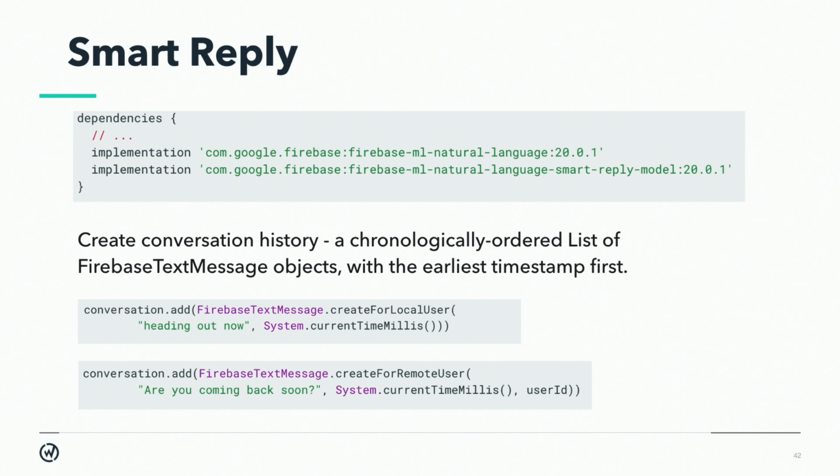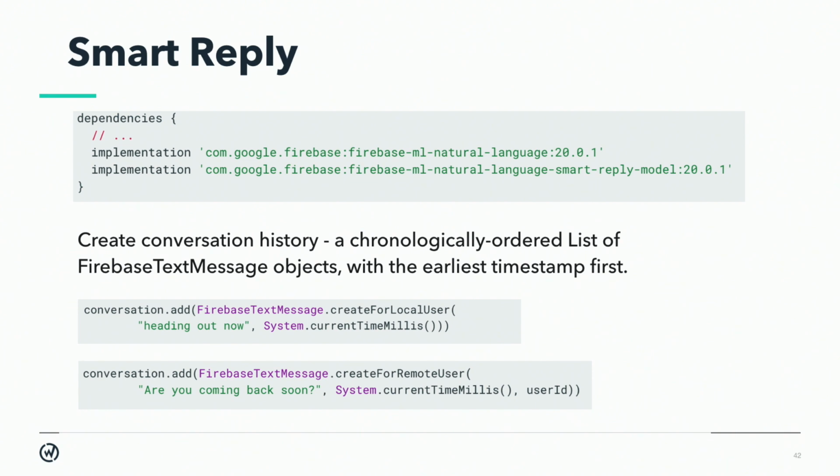And similarly to what we saw earlier, we have to include Firebase ML natural language, Smart Reply dependencies in Gradle. And then we need to create a conversation history object that a Firebase API can work with. So that will be a chronologically ordered list of Firebase text message objects. And so those objects are going to be created for either local users, so that's the user of your app, or it can be created for remote users, so that is the person that the user of your app is communicating with. And so it's important to note that difference.